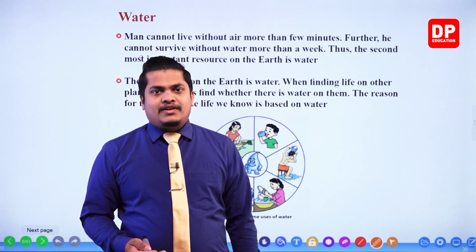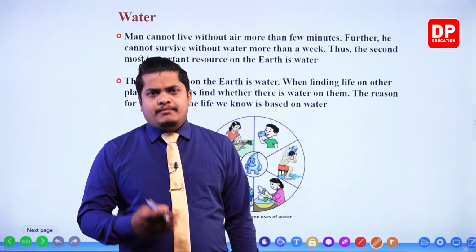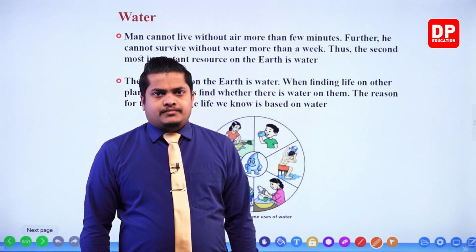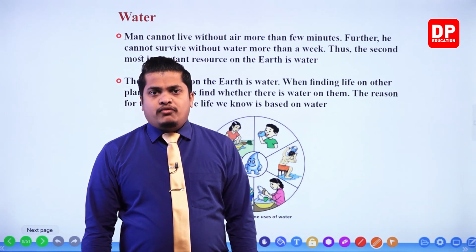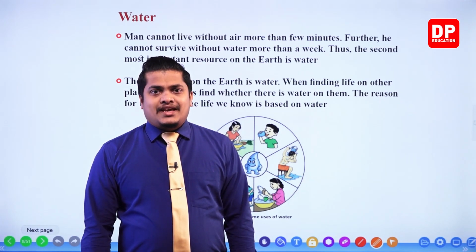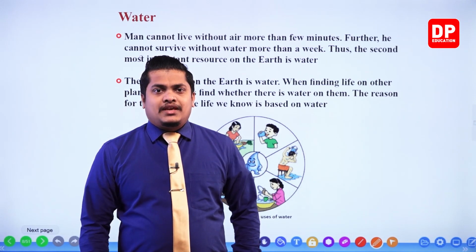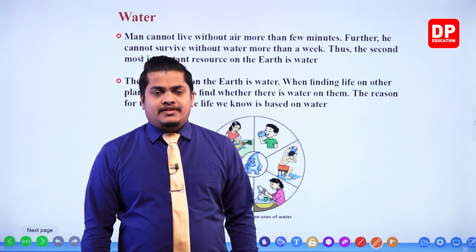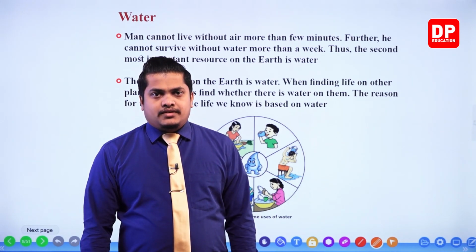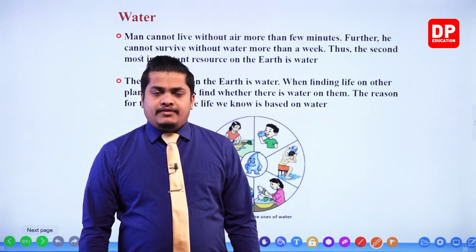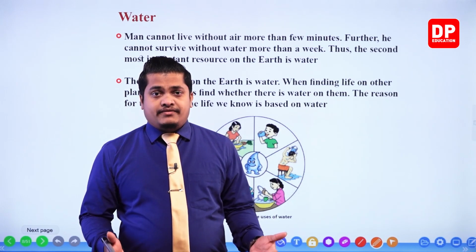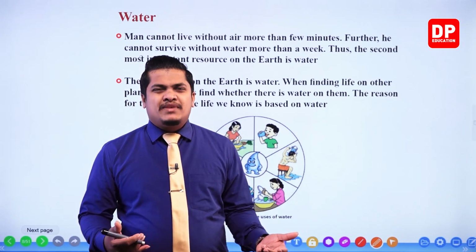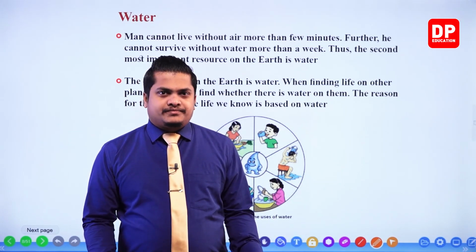For metabolic activities, water is very important, my dear children. Right? Water is very important. So therefore, we considered that the second most important thing for the survival of life is water. Without air, we can't live. Without air, we can't live for hours. We will be able to live only a few minutes without air.